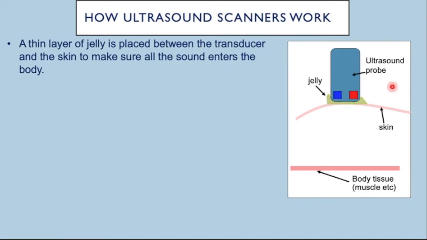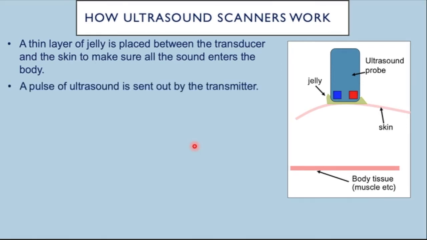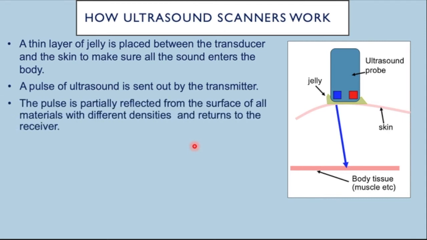A transducer is anything that changes electrical signals into another type of energy form. So in this case it would be electricity into sound, into ultrasound. So a pulse of ultrasound is sent out by the transmitter, and you can see that blue arrow there. A pulse is partially reflected from the surface of all the materials with different densities and returns to the receiver.